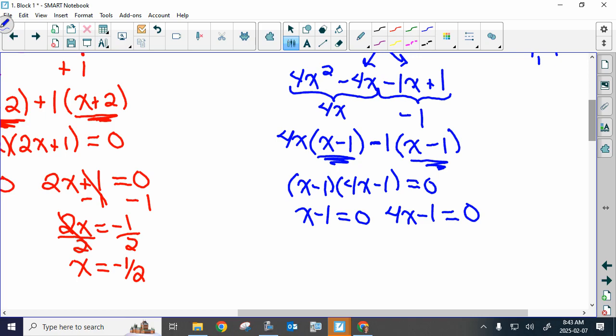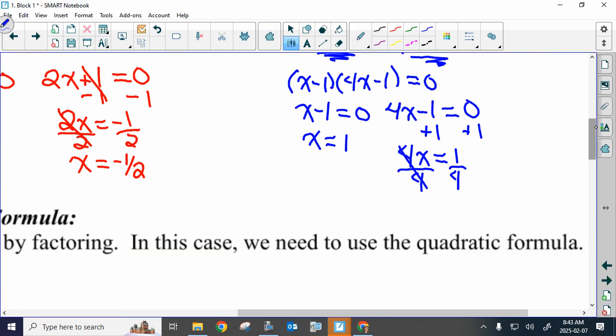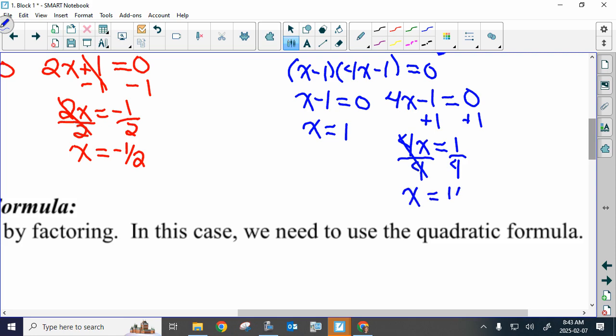is equal to 0. Now, does it bother you if I do this in one step and I go straight to 1/4, add the 1, divide by 4? Are we okay with that? Not everyone's okay with that. So how do I get the 1/4? We add 1, and then we get 4x equals 1, divide by 4, and then x equals 1/4.